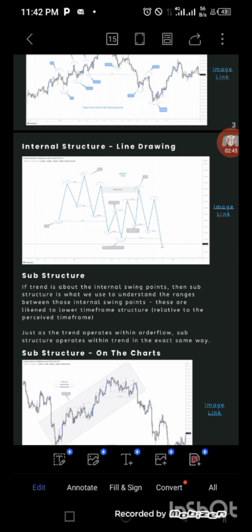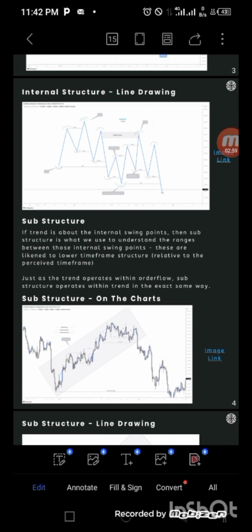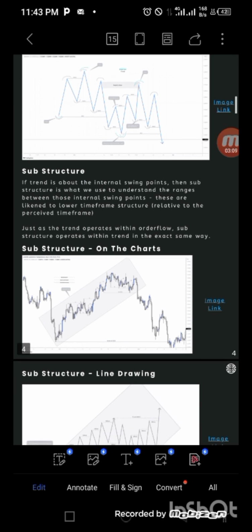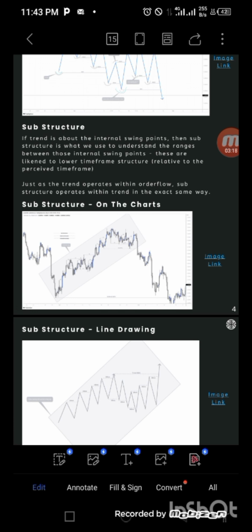So let's go to substructure. If the trend is about the internal swing points, then substructure is what we use to understand the range between those internal swing points. These are like lower time frame structures relative to the parent time frame. Just as the trend operates within the order flow structure, substructure operates within a trend in exactly the same way. This is substructure on the chart.